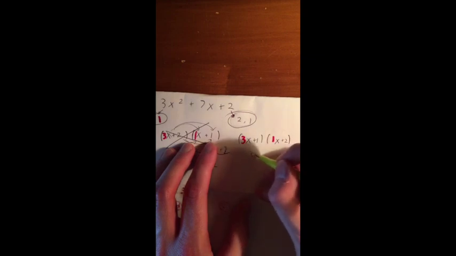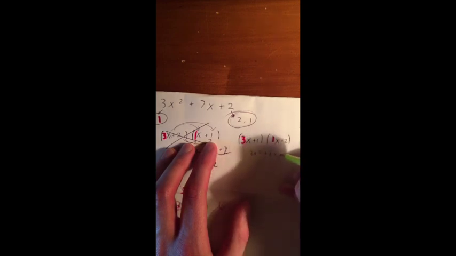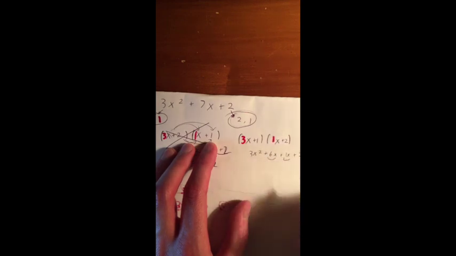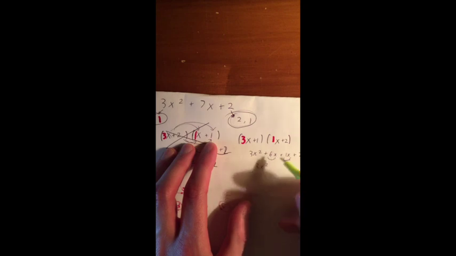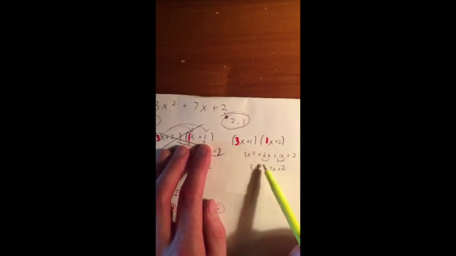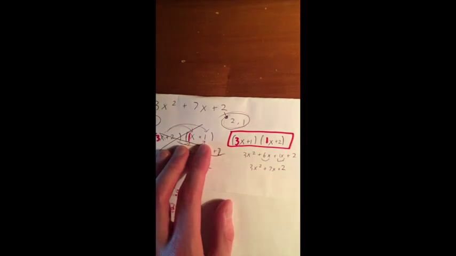Well, 3x squared, right? Because I multiply 3x times a 1x. 3x times a 2 would be a 6x. 1 times 1x is a plus 1x. 1 times 2 is a 2. And lo and behold, look at that. Combine those like terms in the middle. 3x squared plus a 7x plus a 2. And that is exactly what we got up here. Okay? So therefore, this would be your final answer, okay?